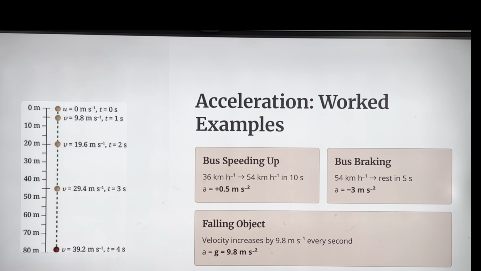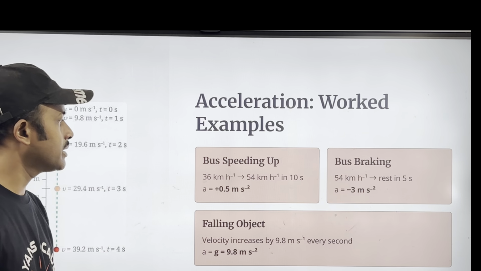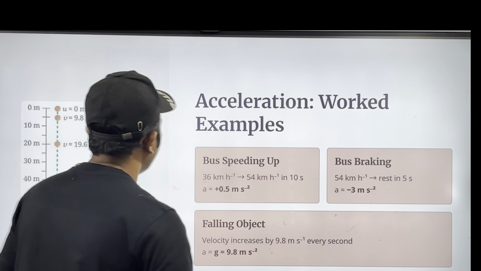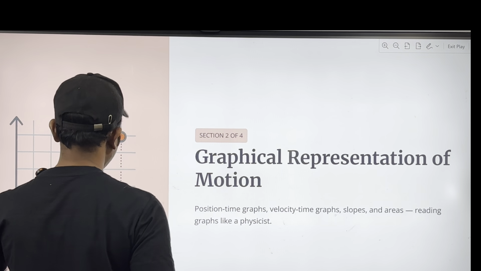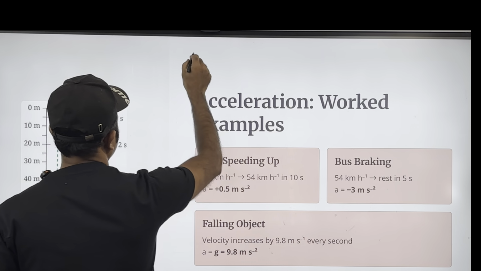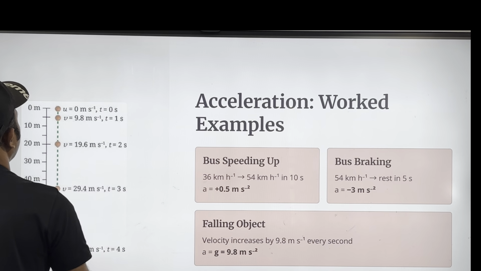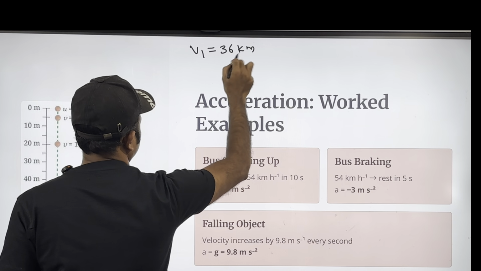Here we have a working example. Acceleration worked example: a bus's speed increases from 36 km per hour to 54 km per hour in 10 seconds. In this case, what is your acceleration? Let us say V1 value is how much? What is the V1 value? V1 they have taken here as 36 km per hour.